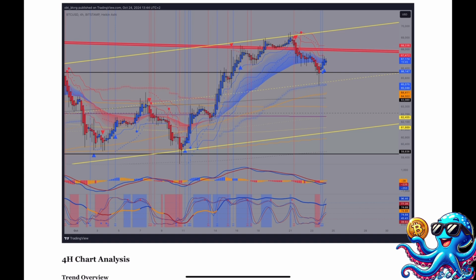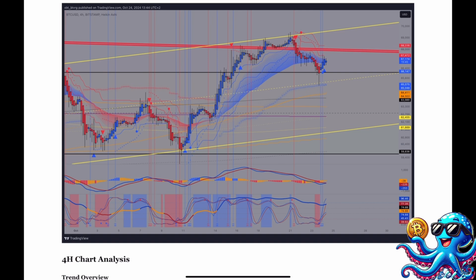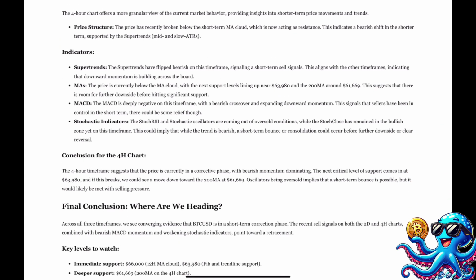Indicators. Supertrends. The supertrends have flipped bearish on this timeframe, signaling a short-term sell signal. This aligns with the other timeframes, indicating that downward momentum is building across the board. MAs. The price is currently below the MA cloud, with the next support levels lining up near $63,980 and the 200 MA around $61,669. This suggests that there is room for further downside before hitting significant support.